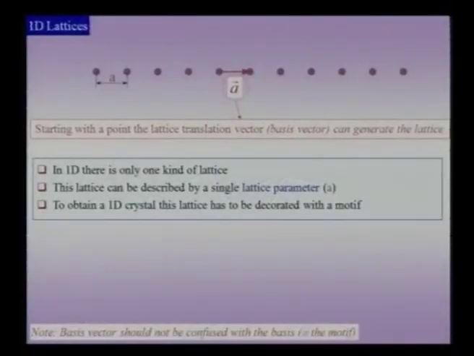And we also saw that such a lattice, a 1-dimensional lattice, is described by a single lattice parameter, a single lattice translation vector, which can be A, the vector, or if you are talking about the lattice parameter, the modulus of A, which is this A without the vector sign. So a lattice in 1 dimension needs just one parameter to describe it completely.